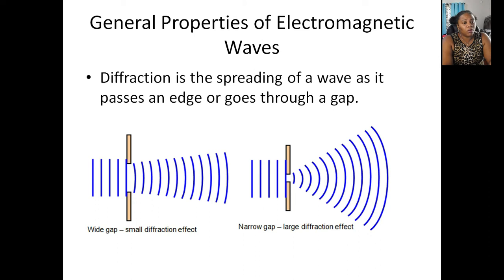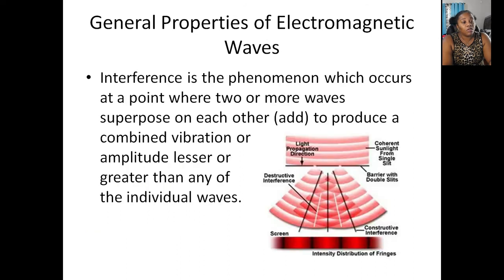Diffraction is the spreading of a wave as it passes an edge or goes through a gap. Interference is a phenomenon which occurs at a point where two or more waves superpose each other, add to produce a combined vibration or amplitude lesser or greater than any of the individual waves. So remember that constructive interference is where two crests meet, and destructive is where you have a crest and a trough.